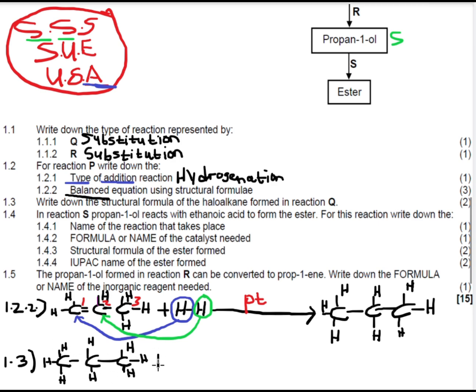Now we are going to add the 2 chlorine atoms. This is the Cl bonded to Cl, guys. It's very important to write the structural formula, not the molecular formula, because Cl2 is the molecular formula. So get used to writing Cl bonded to Cl.